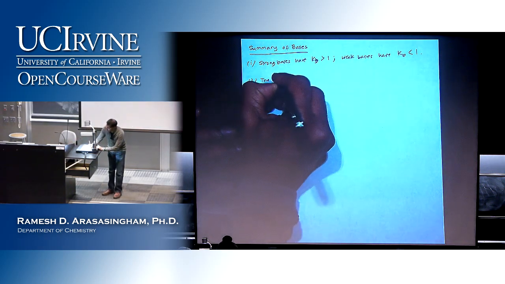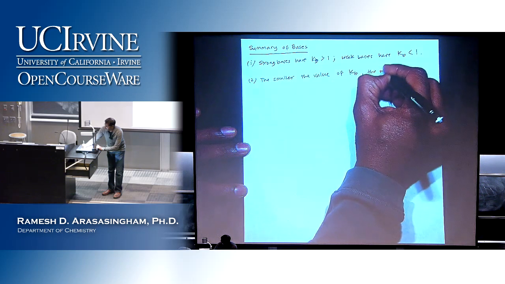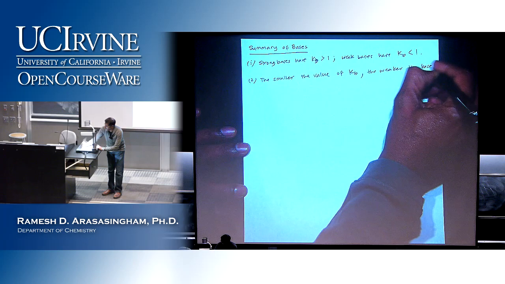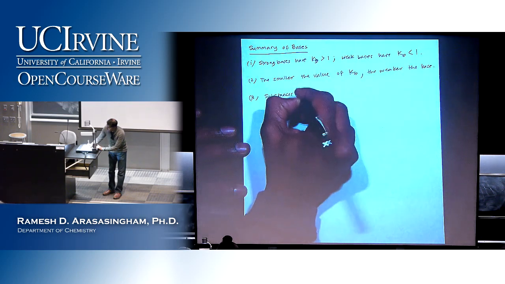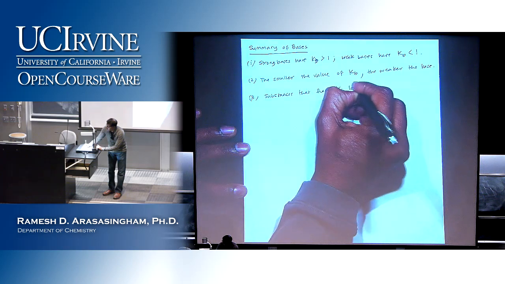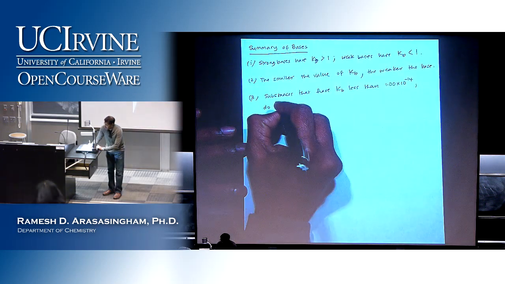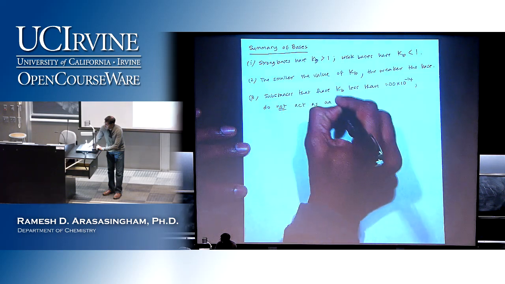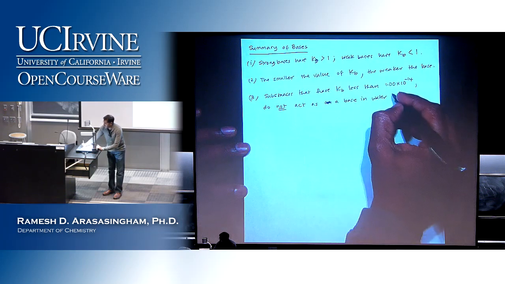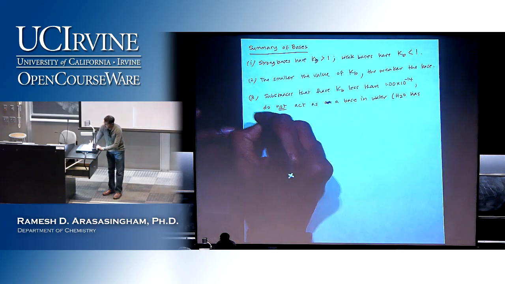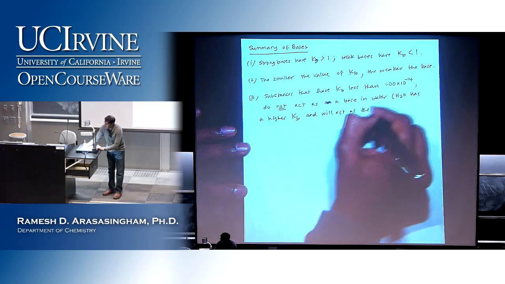Second, the smaller the value of Kb, the weaker the base. The third point that I want you to remember is that substances that have Kb less than 1 times 10 to the negative 14 do not act as a base in water, because we know now that water has a higher Kb and will act as the base.